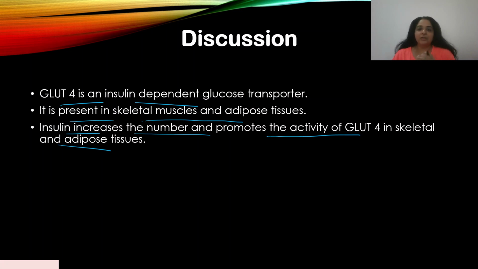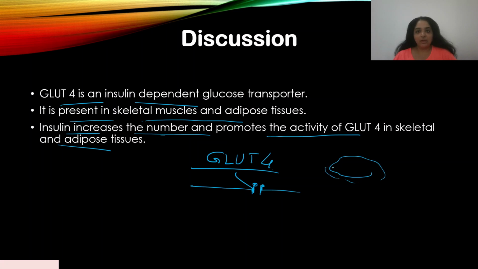So there are receptors present. Let's say this is a skeletal tissue. There are some receptors present over here. These are insulin dependent receptors. Like I said, over here insulin increases the number and promotes the activity of GLUT4. So these are GLUT4 receptors. Let's say there's a lot of glucose in the blood.